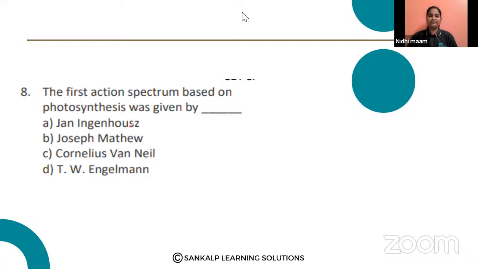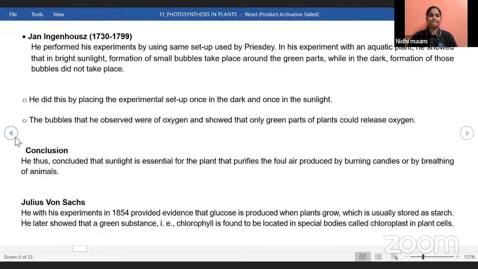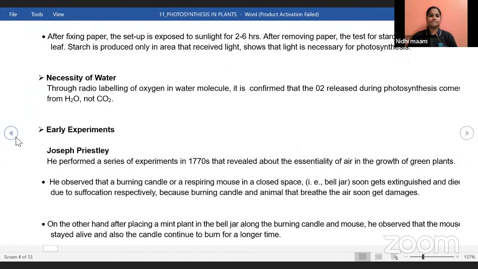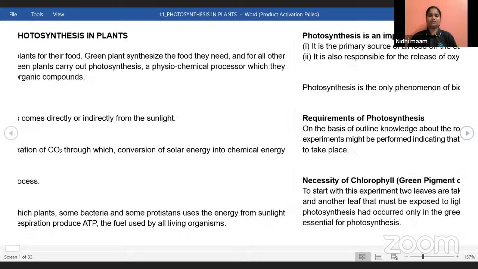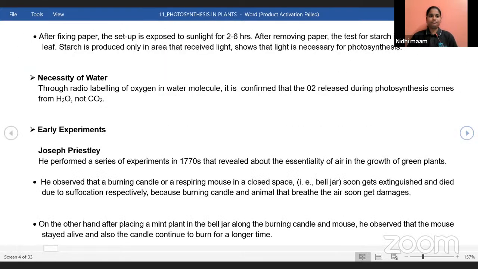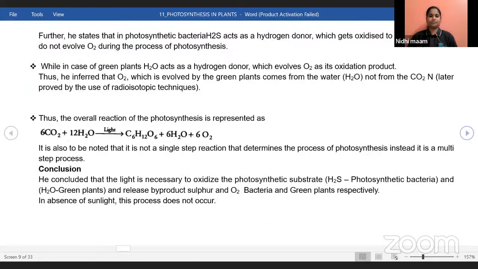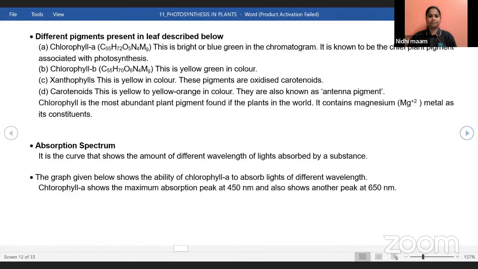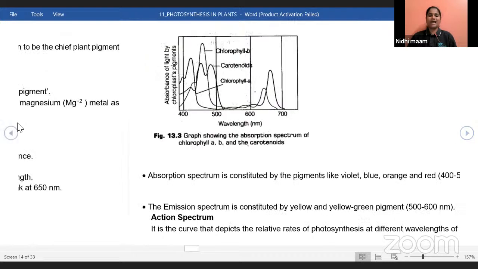So we already saw the action spectrum earlier. Just a minute. Here we have the action spectrum. See here. So it comes as absorption spectrum and action spectrum.